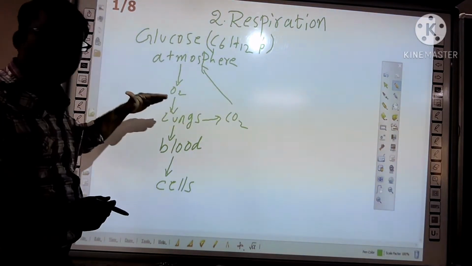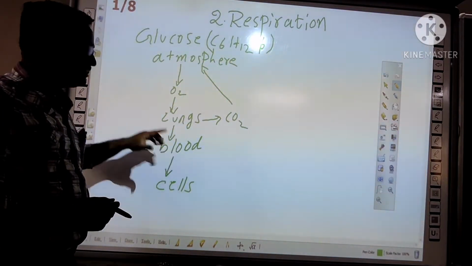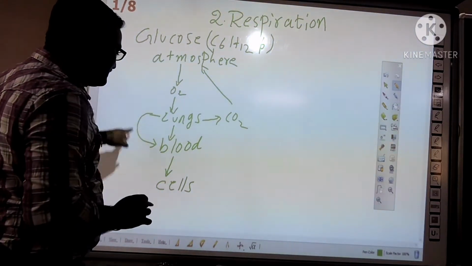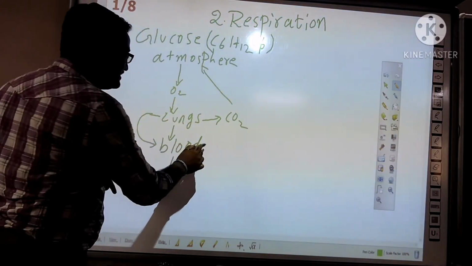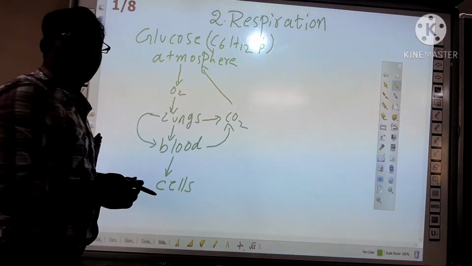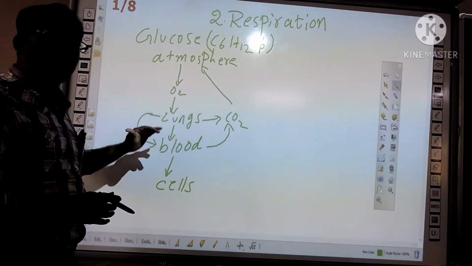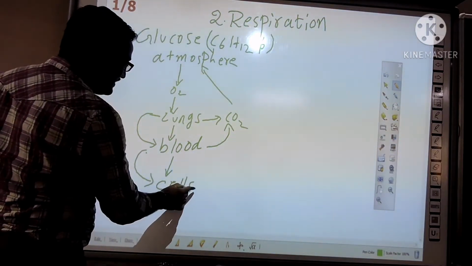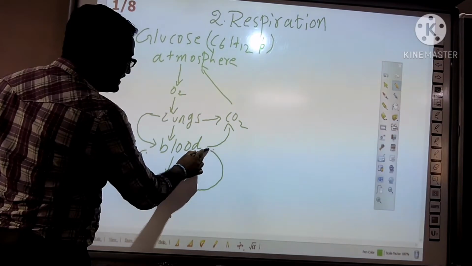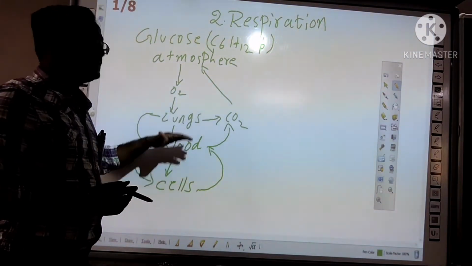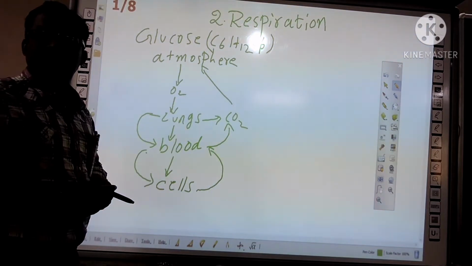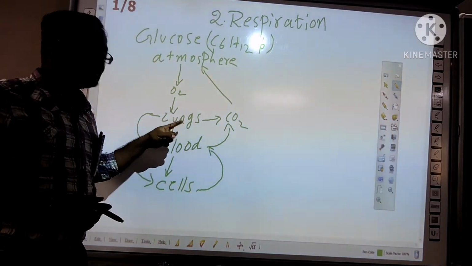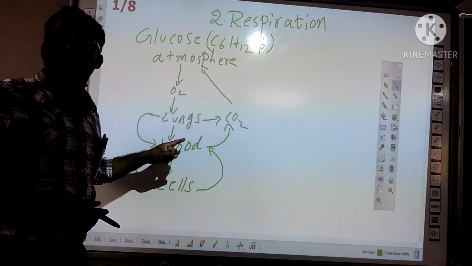Next, gases are exchanged between the lungs and blood. The oxygen present in the lungs enters the blood. The carbon dioxide present in the blood enters the lungs. Next level, the gases are exchanged between blood and cells. The oxygen present in the blood enters the cell. The carbon dioxide present in the cells enters the blood. So various steps are involved. Whenever oxygen enters the lungs, from the lungs it enters the blood. Blood transports that oxygen to every cell.